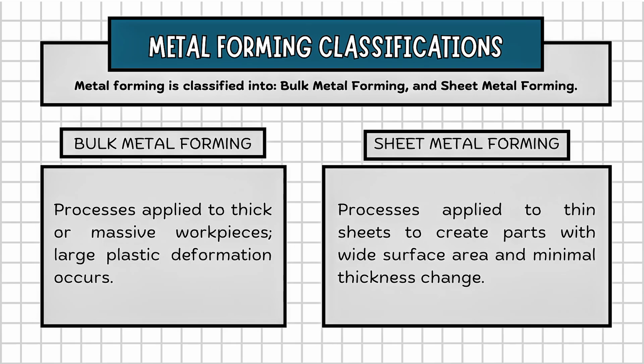Moving on to sheet metal forming. Sheet metal forming are processes applied to thin sheets to create parts with wide surface area and minimal thickness change. Sheet metal forming focuses on thin metal sheets, usually only a few millimeters thick. In these processes, the main objective is to bend, stretch, draw, or shear the sheet into the desired shapes while keeping the thickness nearly constant. Common operations include bending, deep drawing, shearing, stamping, and stretch forming. These techniques are widely used in automotive body panels, appliance covers, aircraft skins, and countless everyday metal products where large, smooth surfaces are required.